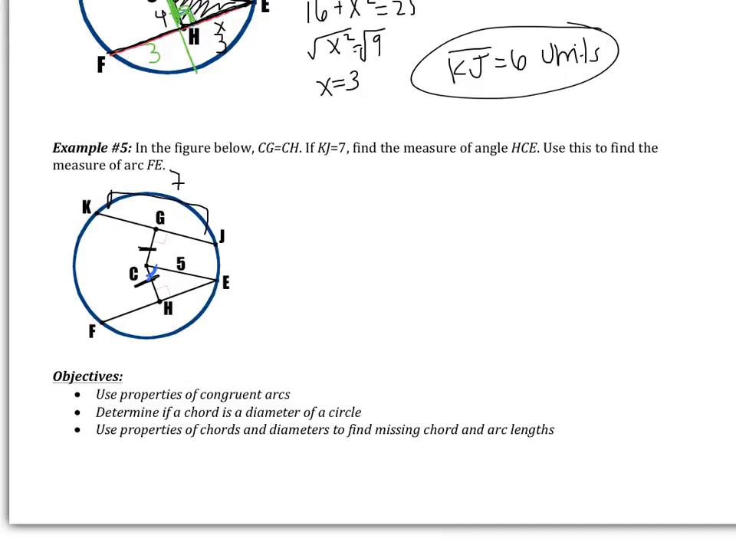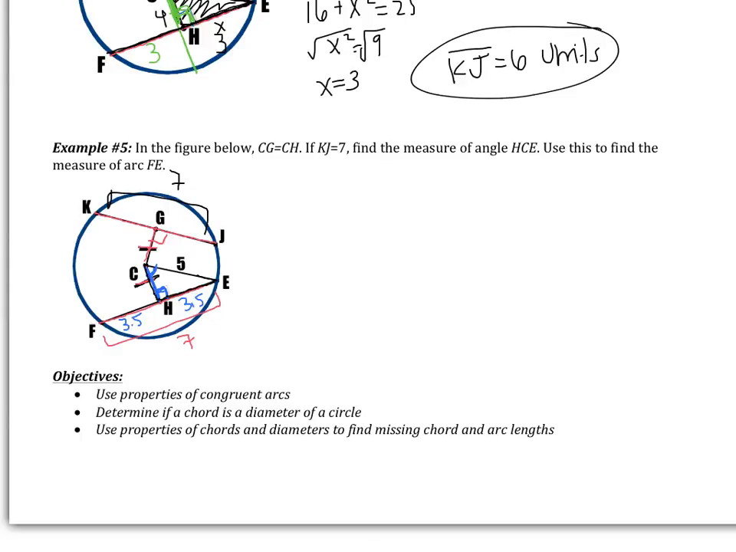Well, I got a lot of information. For one thing, I know that chord FE and chord KJ are the same distance from the center of the circle. So I have these little segments that I know are congruent with right angles. Because KJ and FE are the same distance from the center of the circle, they're going to be congruent. KJ is 7, so that means FE is also 7. Next thing, I know that this segment is perpendicular to the chord. Because it's perpendicular to the chord, it's going to bisect the chord. So instead of 7, that's going to be split into 3.5 and 3.5. So this is a good start.